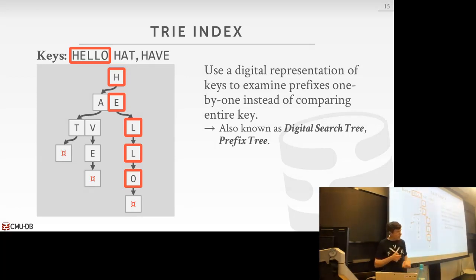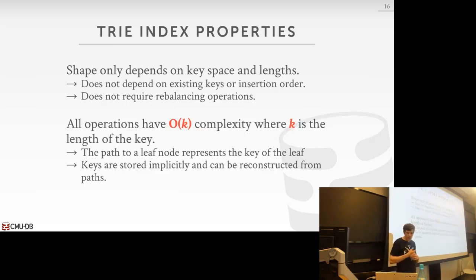So tries are really interesting in the context of databases, especially now that we understand B+ trees. The first thing that's super interesting about them is that their shape only depends on the key distribution, the key space, and their length. What I mean by that is that it's a deterministic data structure. So no matter what order we insert the keys, we're always going to end up with the same shape of the physical data structure.